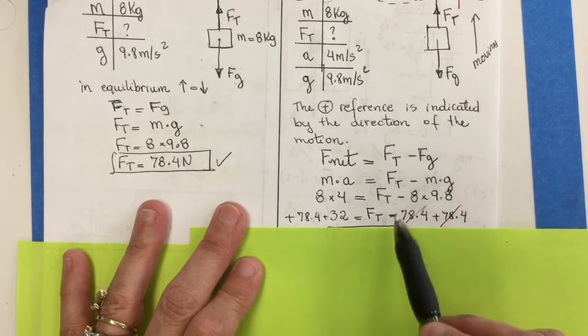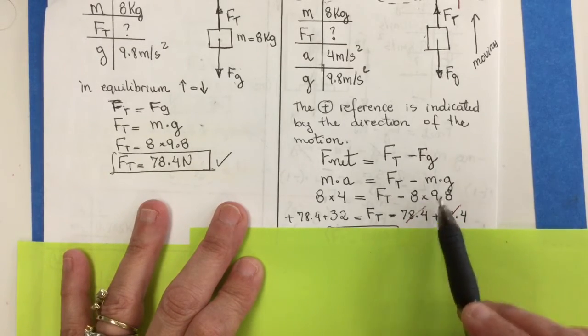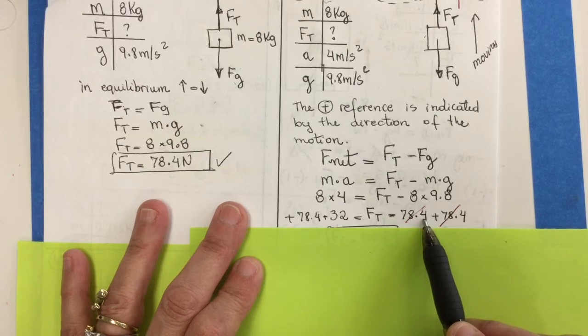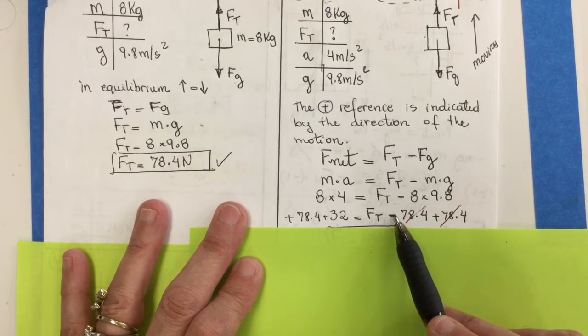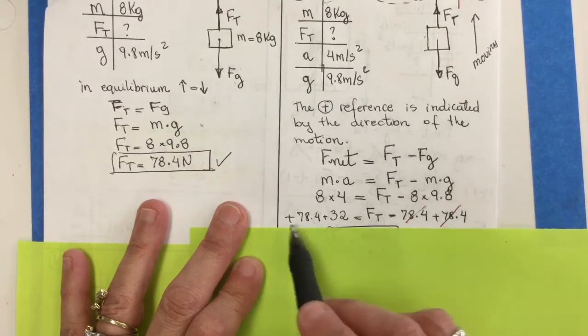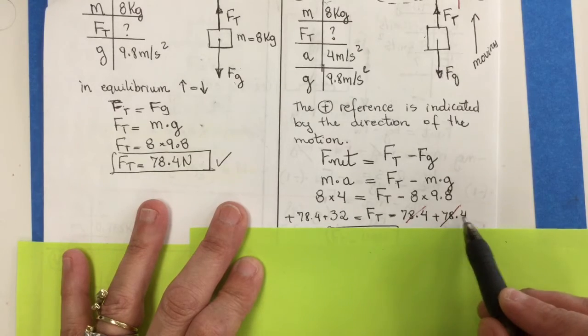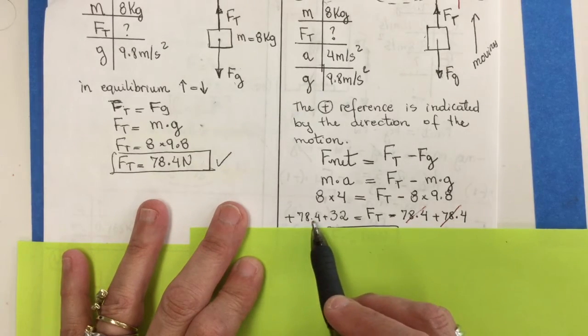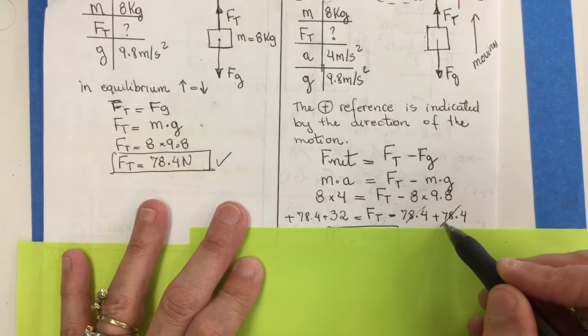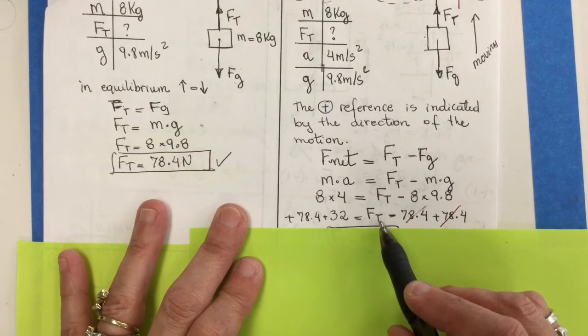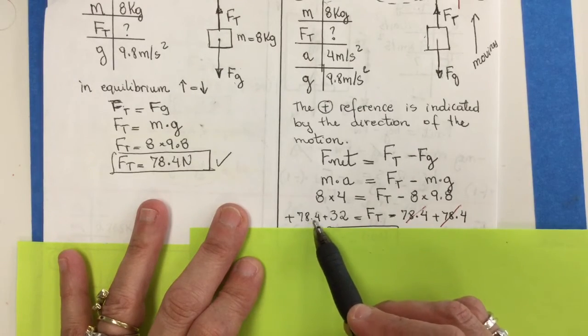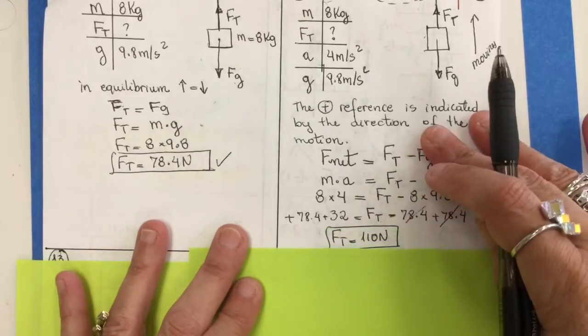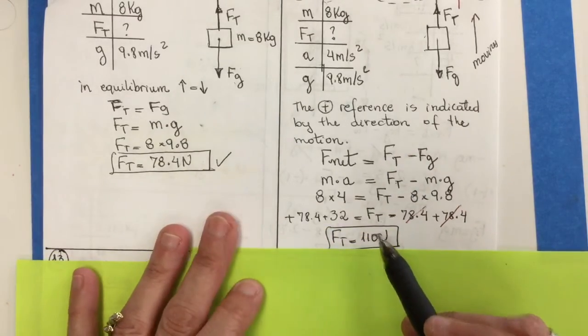And then this is just basic math. The product of these is 78.4, and because it's negative, we are going to add 78.4 on both sides. We can eliminate those two. Now we have Ft is equal to 78.4 plus 32. So my Ft is 110.